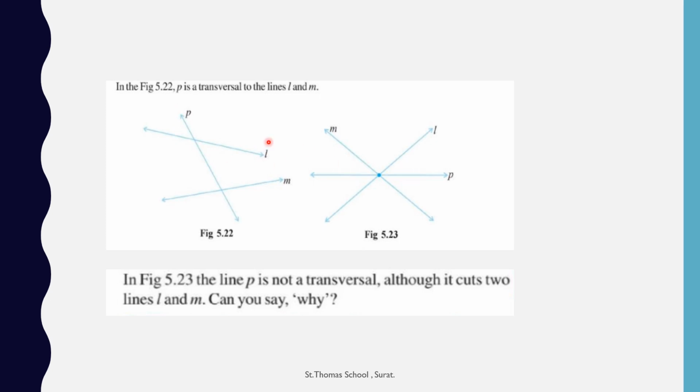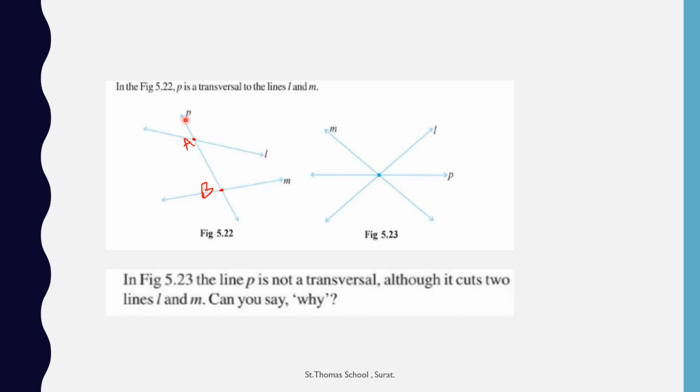Now, they have given two figures and they said here line L and M are intersected by a transversal P, and the question is whether P is a transversal to the lines L and M. Can we say P is a transversal to the lines L and M? Yes, because the transversal P intersects line L at a point that we marked as A, and this transversal P intersects line M at another point, that is B. That means transversal P intersects L and M at distinct points, that is two different points.